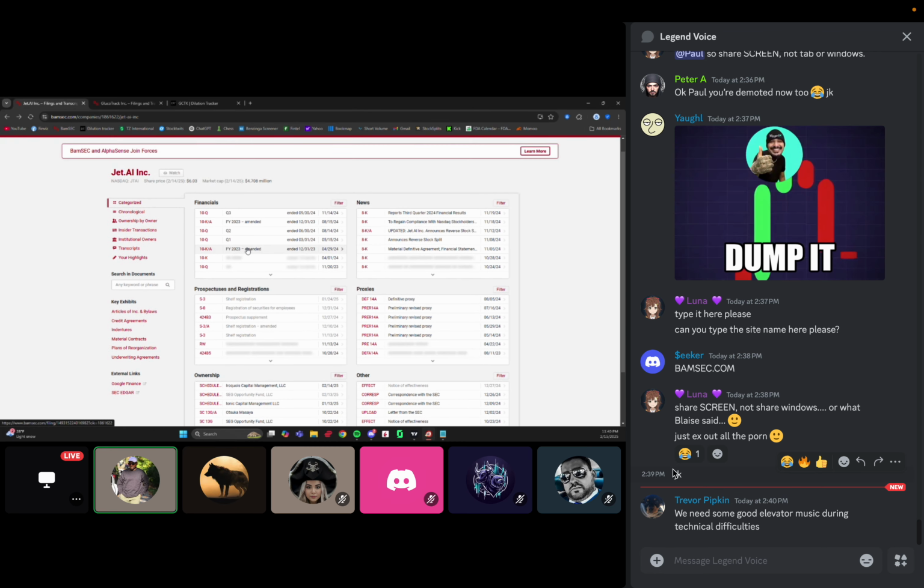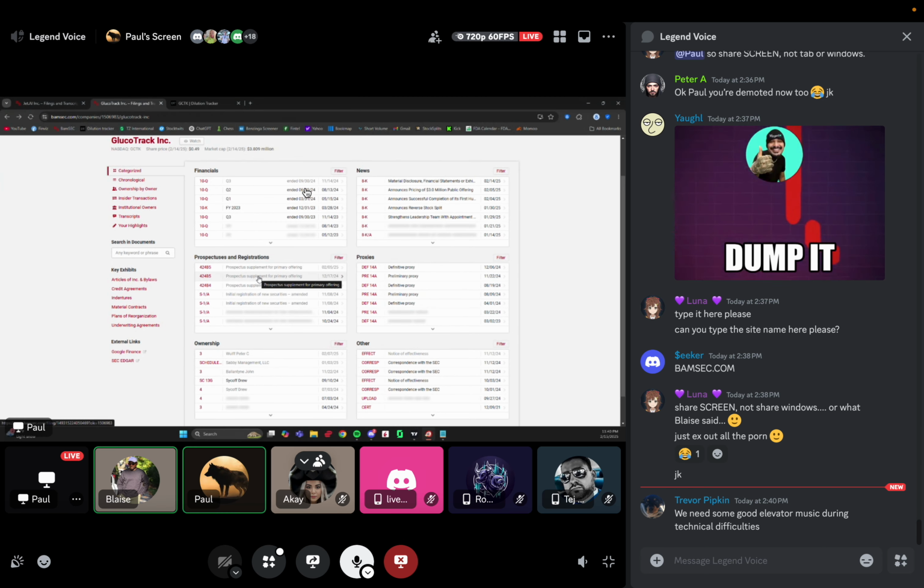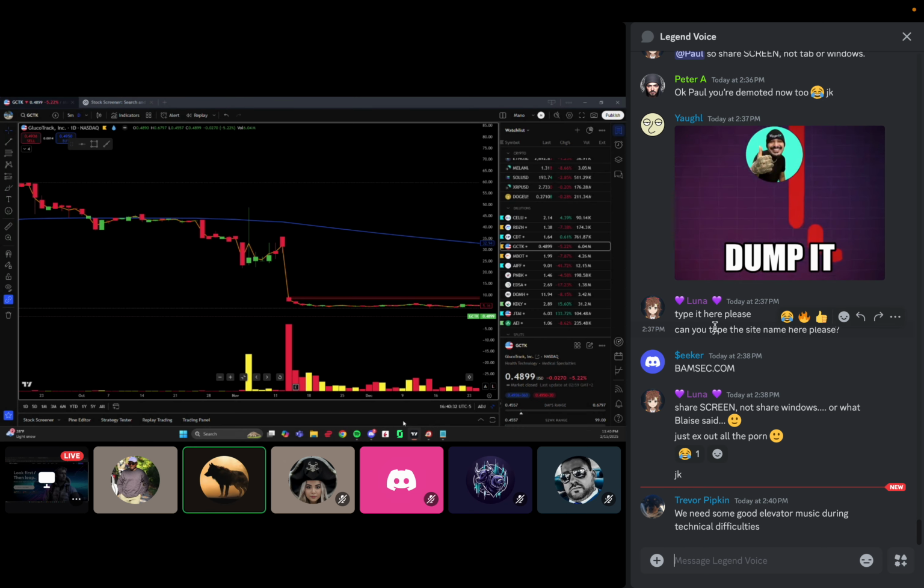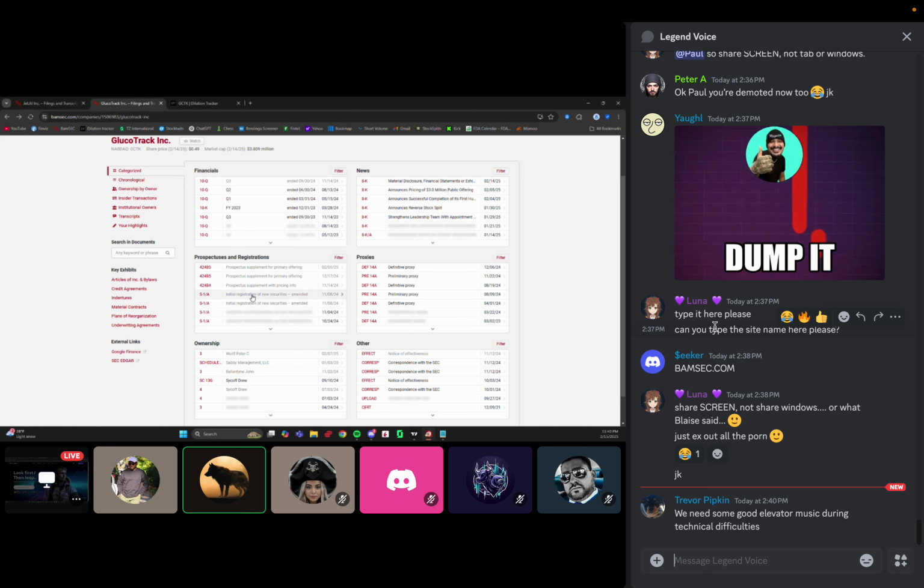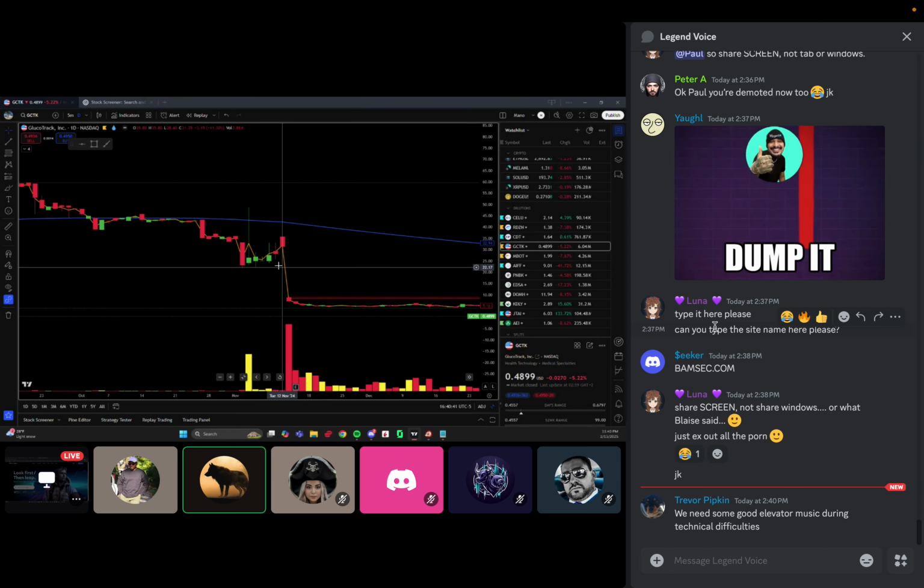Trevor, we need some elevator music. Yes. So look, very interesting stuff. Let's say now GCTK stock, right? They filed on 11/08. So we go to the daily chart on this stock and 11/08, we see this date, see with this green candle.